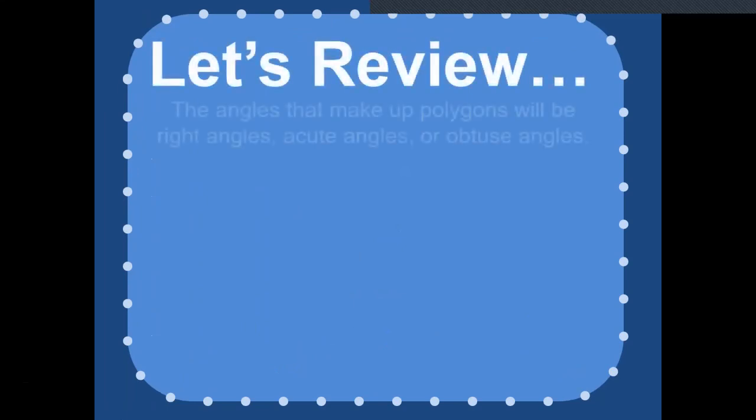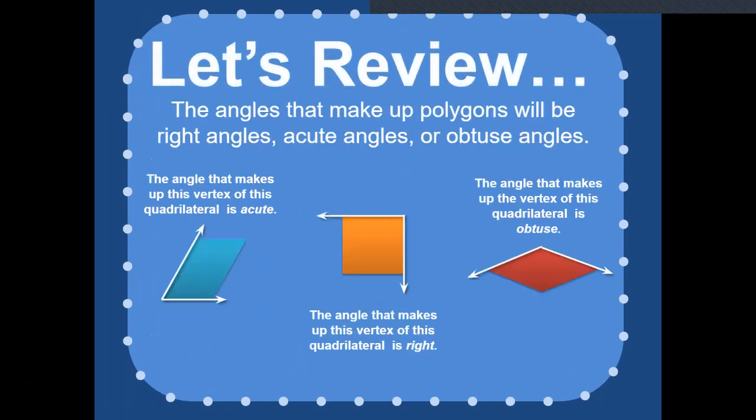Now let's review. The angles that make up polygons will be right angles, acute angles, or obtuse angles. Now we need to know those three things too. We need to know what right angles are, acute angles, or obtuse. So let's look at this first one. The angle that makes up this vertex, remember vertex is another way to say angle, of this quadrilateral is acute.